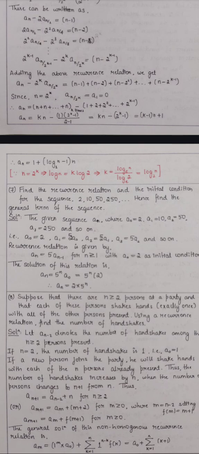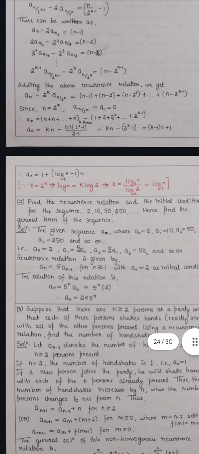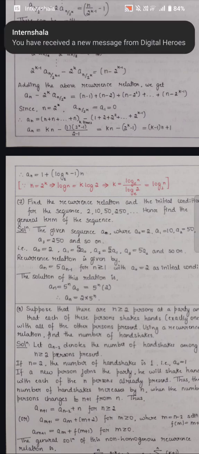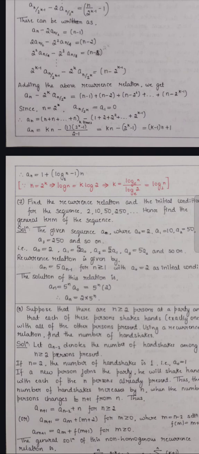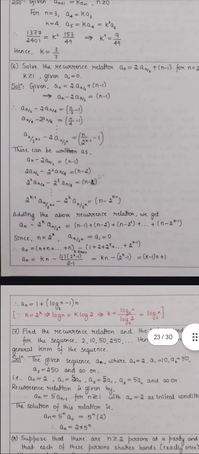Adding the above recurrence relations, we get an - 2^k a(n/2^k) = (n - 1) + (n - 2) + (n - 2 square) + ... + (n - 2^(k-1)). Since n = 2 power k, a(n/2^k) = a1 = 0.